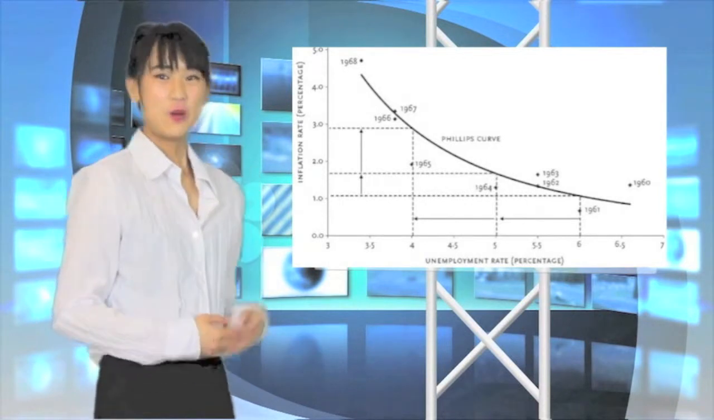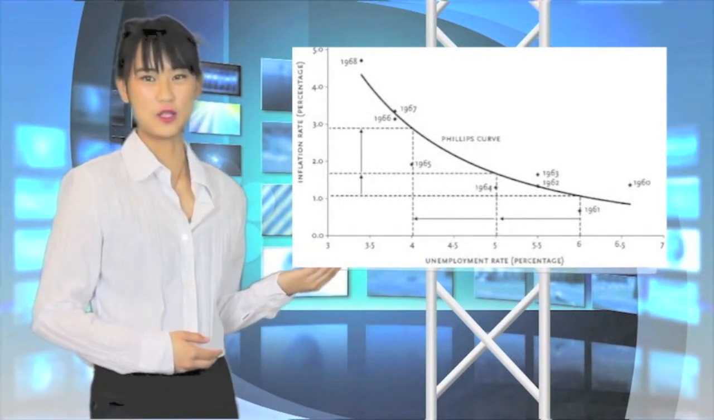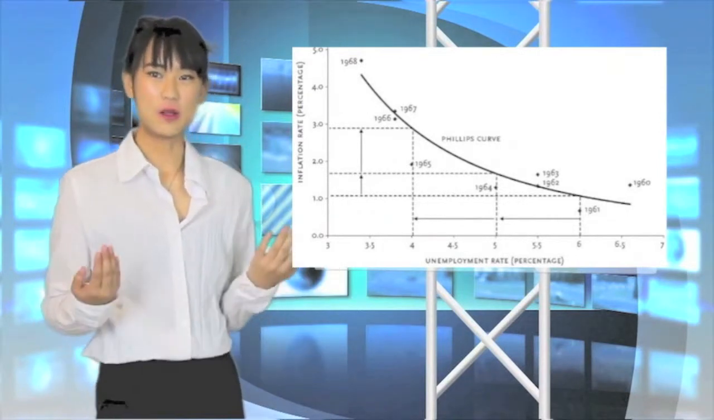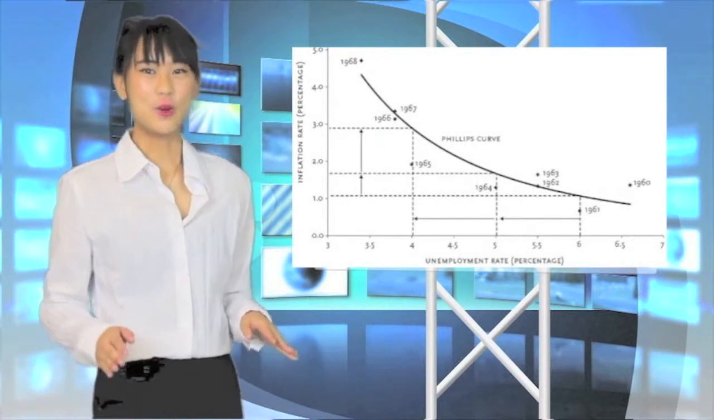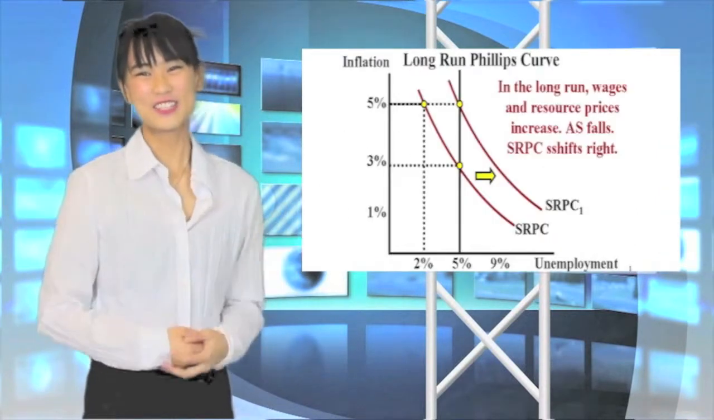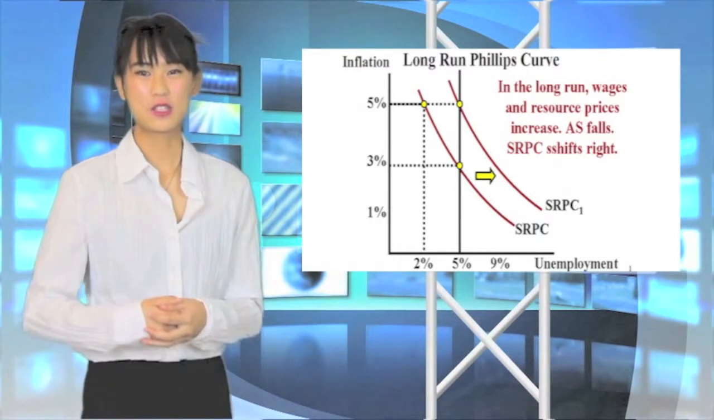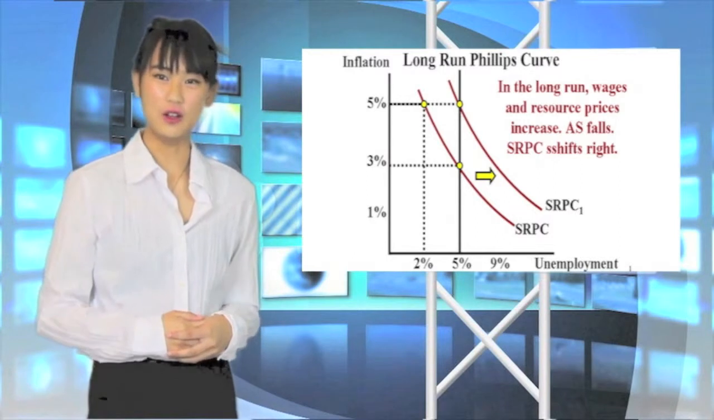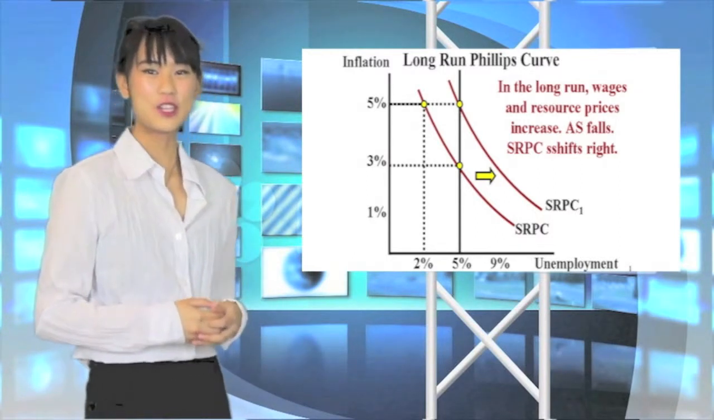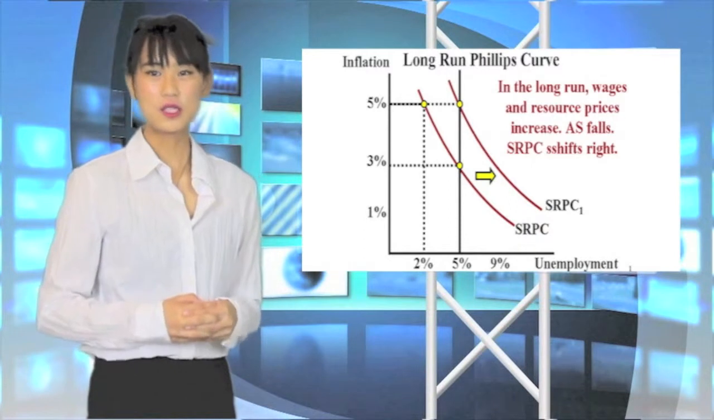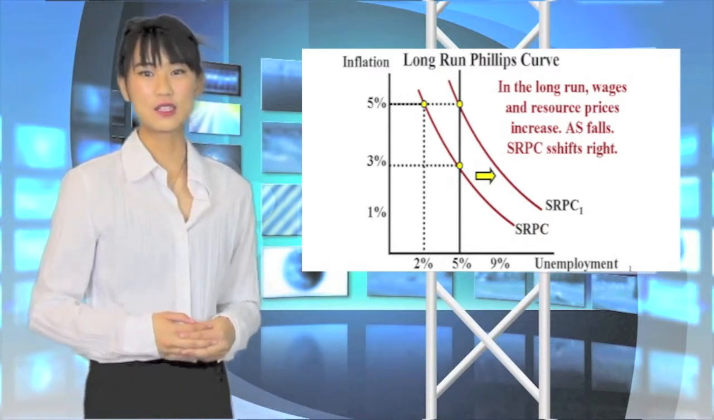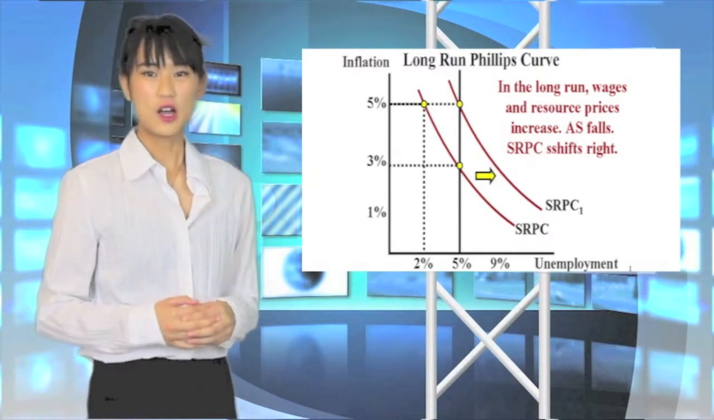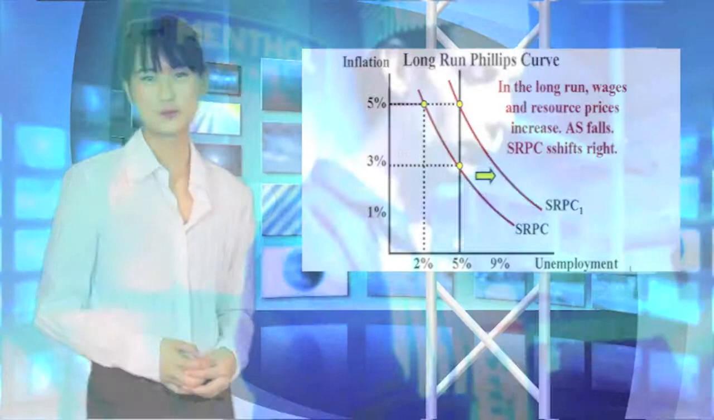Here, we have the Phillips curve, which shows you the consistent inverse relationship between the unemployment rate and the inflation rate. When unemployment is high, wages increase slowly, but when unemployment is low, wages rise rapidly. The short-run Phillips curve is downward sloping and shifts when a change in expected inflation occurs. The long-run Phillips curve is vertical, and expected inflation equals the actual inflation. In the long run, wages and resource prices increase, so the AS falls and the SRPC shifts to the right. When there's a recession, unemployment is high, but inflation is low.